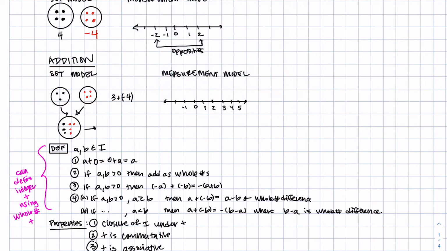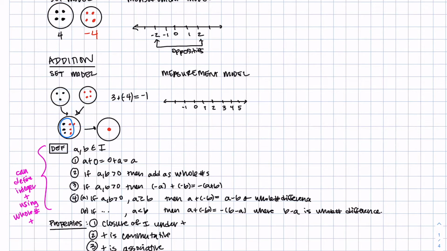Okay, so I can remove. Every time I get a pair of opposites, we can think about removing them, or when I pair them off, they cancel each other out. So what I'm left with is just one red chip. With these models, the idea is canceling, or opposite pairs cancel each other out.